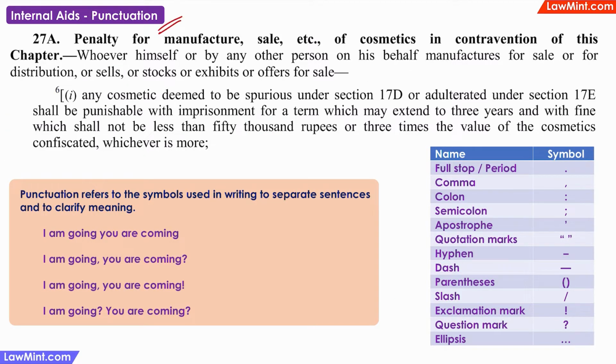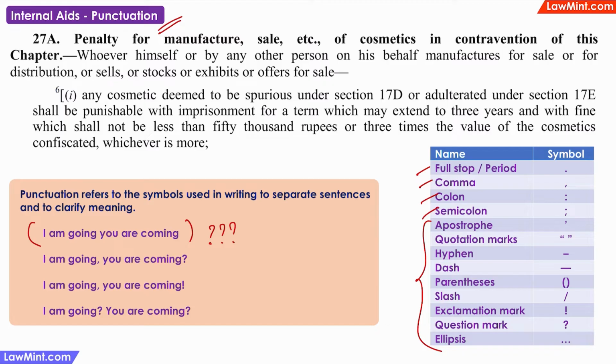Punctuation marks are the symbols used to separate sentences or parts of a sentence, and also to convey the intent of the author. Full stop, comma, colon, semicolon, question mark. These are some of the punctuation marks used in the English language. In the first sentence, there are no punctuation marks, so the sentence is not clear. It is also ambiguous because it can be interpreted in multiple ways.